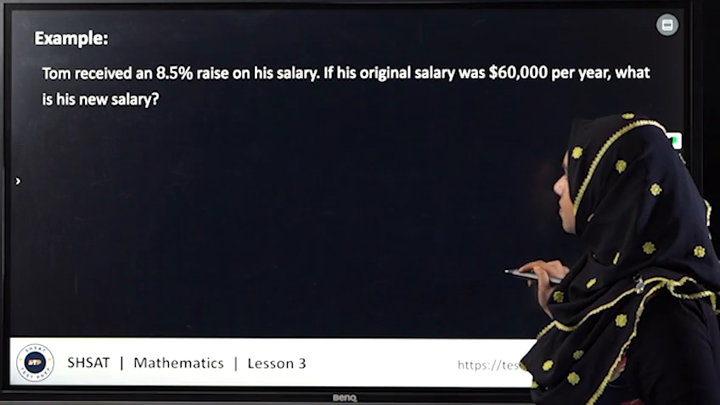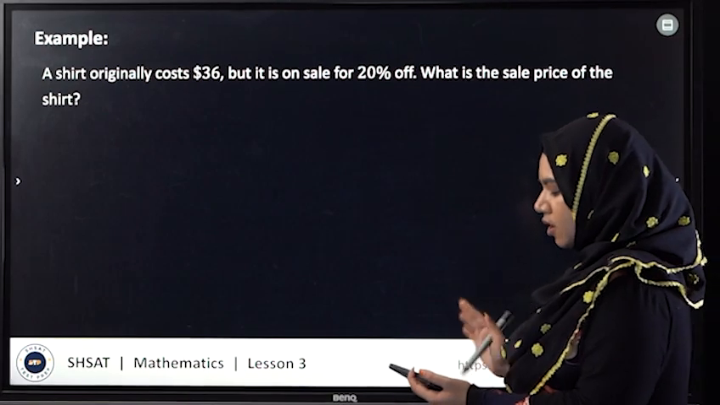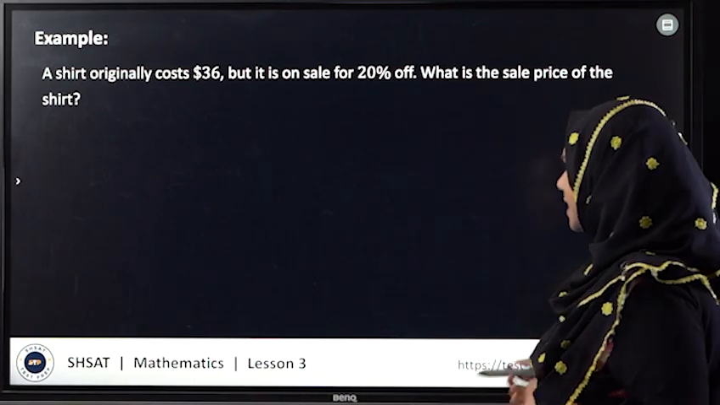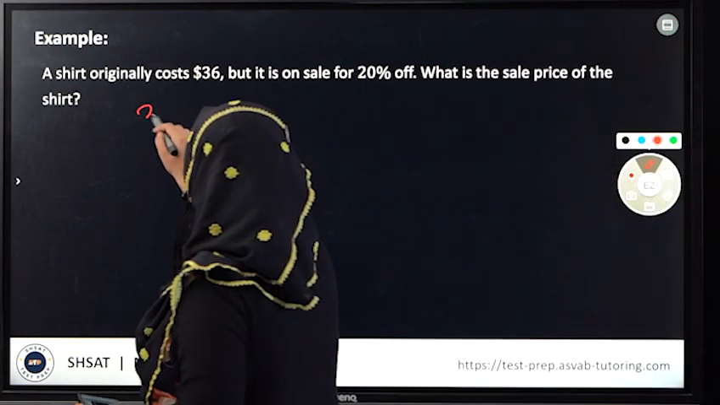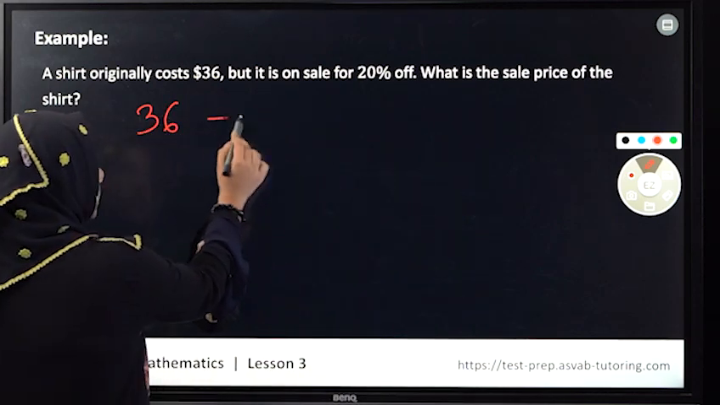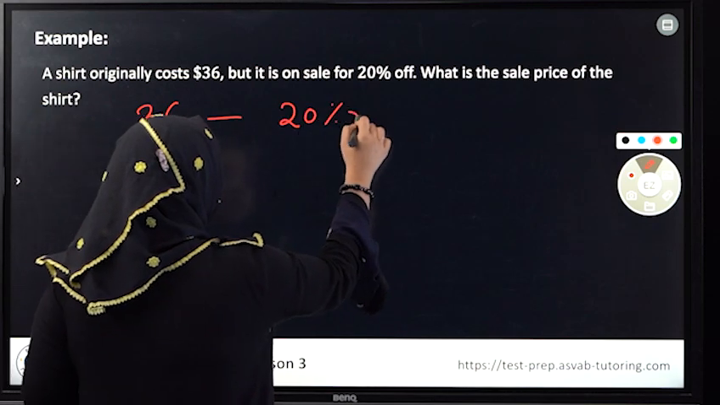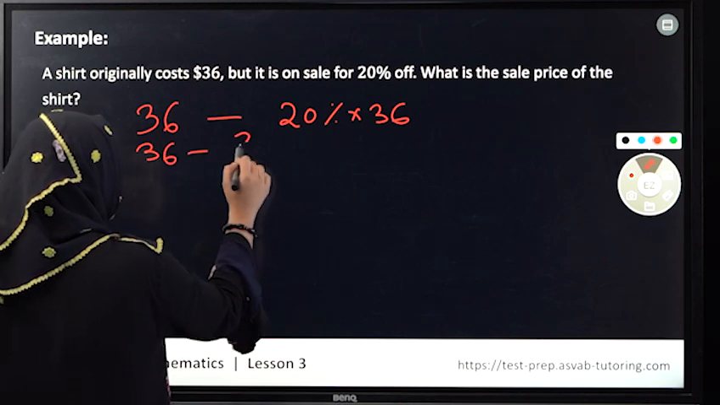Okay, moving on, we have another question. A shirt originally cost $36, but it is on sale for 20% off. Kind of like the example that I've just told you, right? So it originally cost $36. If it's on sale for 20% off, it means that we are going to take away, so it's minus 20% off that 36, right? So let me just do it real quick.